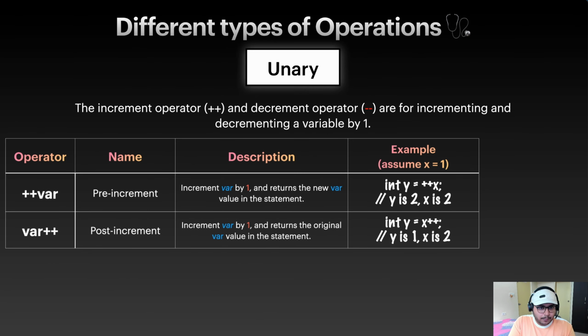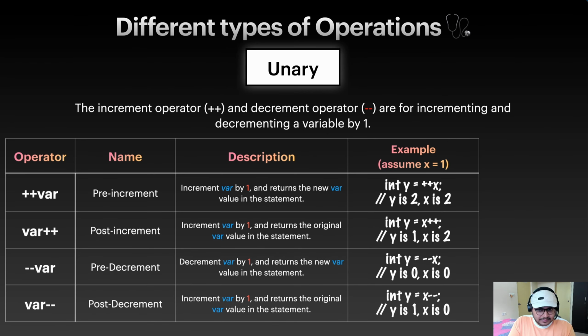The pre-increment operator returns the updated value of x. In this particular example over here, it will return a 2, while the post increment returns the original or older value of x. In this example, it will return a 1. The same rules apply to pre and post decrement operators as well.